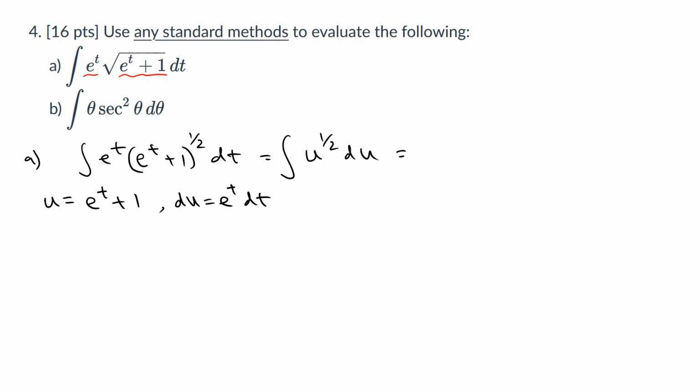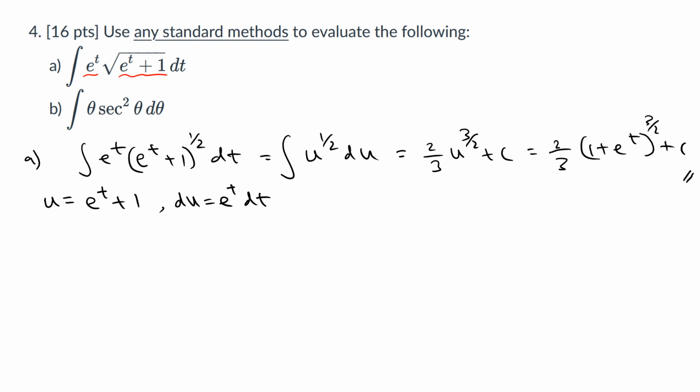So this is a power, just use the power rule. You're going to add 1 and divide by that. And then you have to bring it back to the original variable. That means 2/3 times u, where u is 1 plus e^t, so 1 plus e^t to the 3/2 plus c. So that's the problem. You can see it's a very simple problem, and you get 8 points for that. Okay, so that's like the easiest problem that you can get.